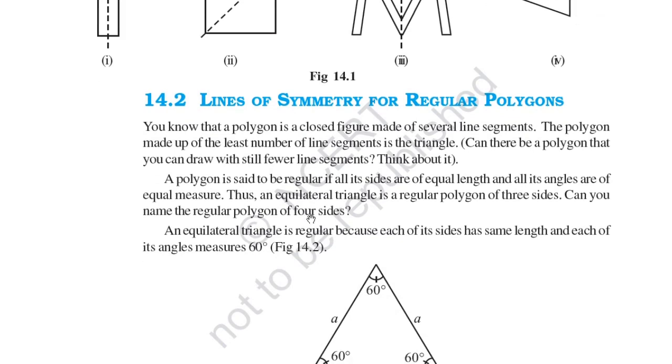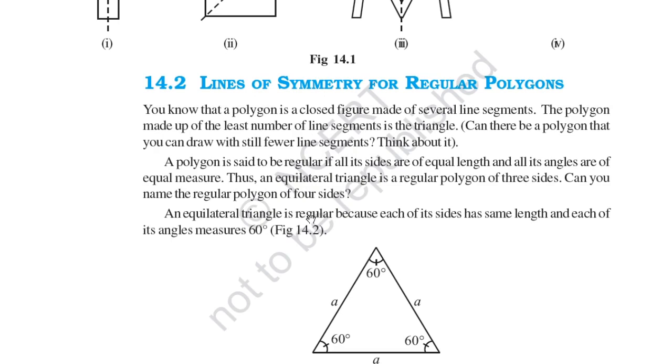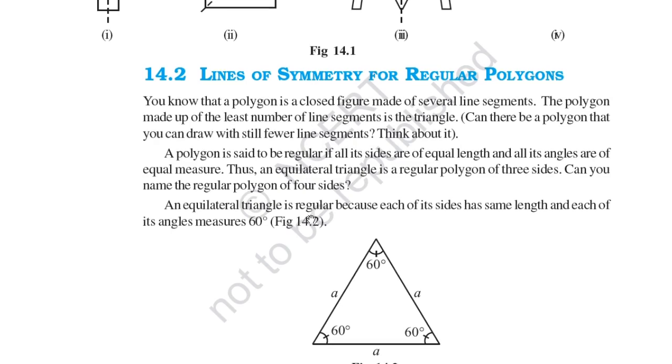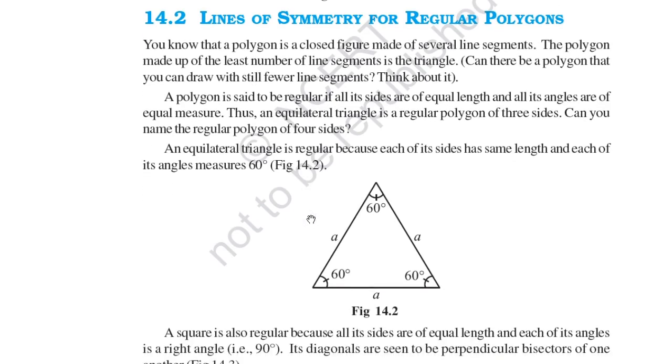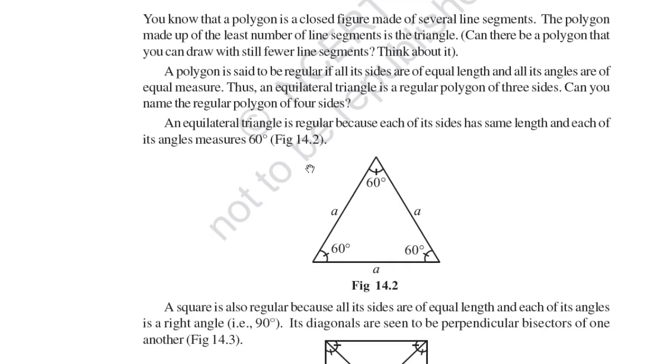You know that a polygon is a closed figure made of several line segments. The polygon made up of the least number of line segments is the triangle. So with the least number of line segments, it is called a triangle. Can there be a polygon that you can draw with still fewer line segments? Think about it. A polygon is said to be regular if all its sides are equal in length and all its angles are of equal measure. Thus an equilateral triangle is a regular polygon of 3 sides.